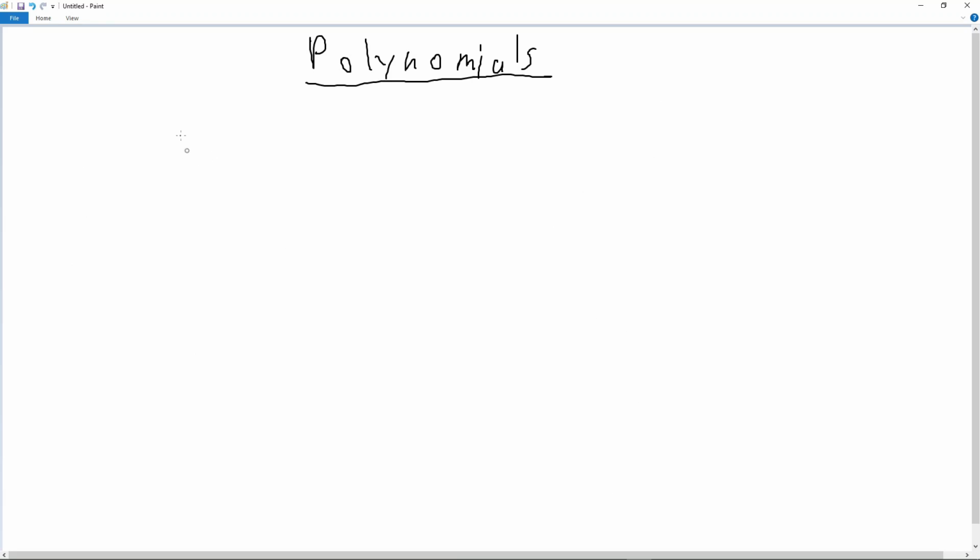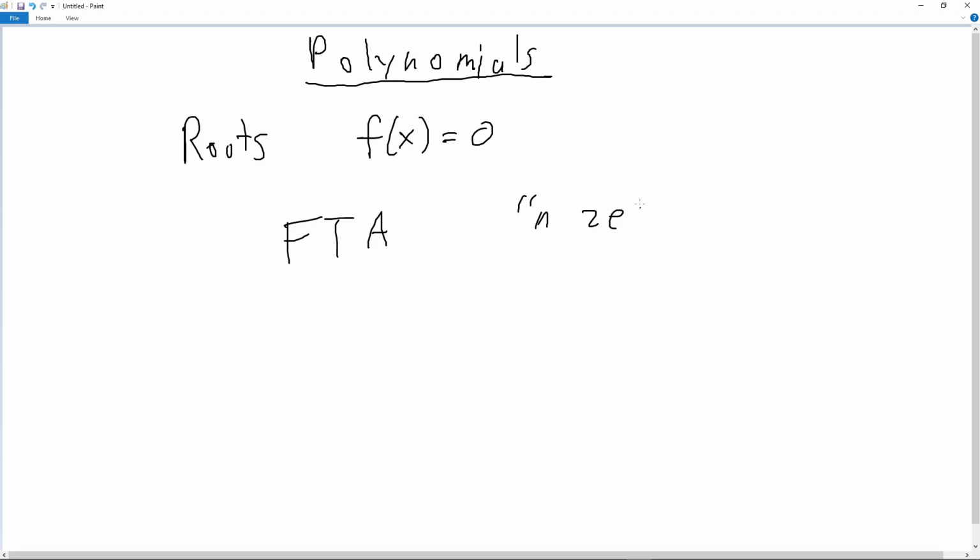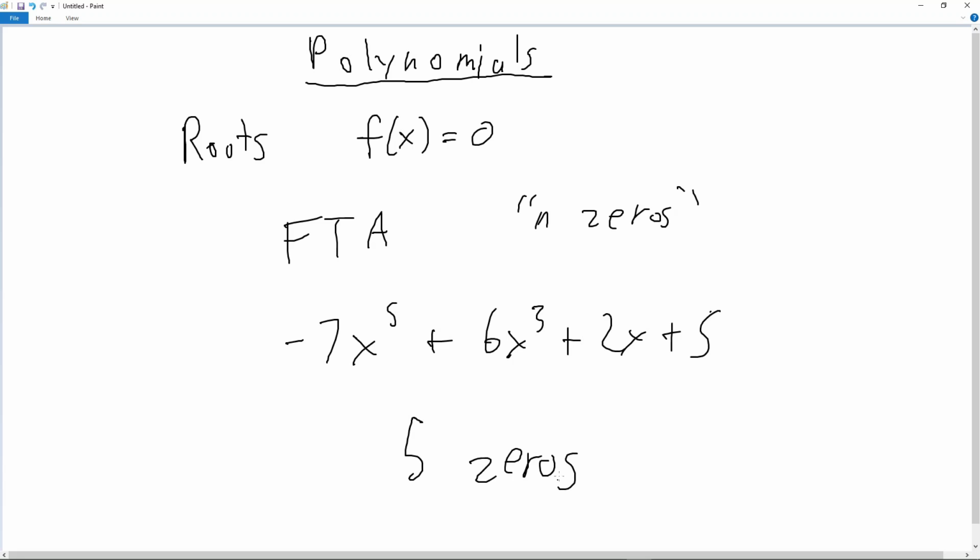Finding the roots of a polynomial can be done by setting it equal to 0. So f of x equals 0. According to the fundamental theorem of algebra, or the FTA, the leading term's degree says that there are at most n zeros. This means that if we take, let's say, negative 7x to the fifth plus 6x to the 3 plus 2x plus 5, there are at most 5 zeros in this polynomial. This means that it can hit the x-axis at most 5 times. And these may be real or imaginary solutions.